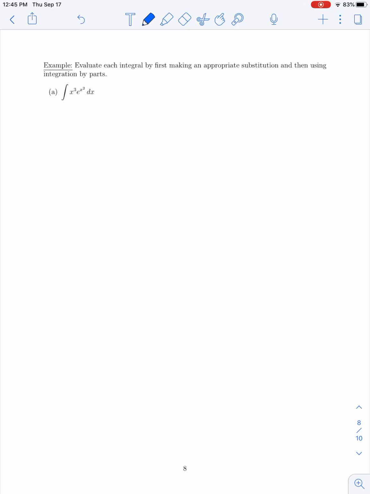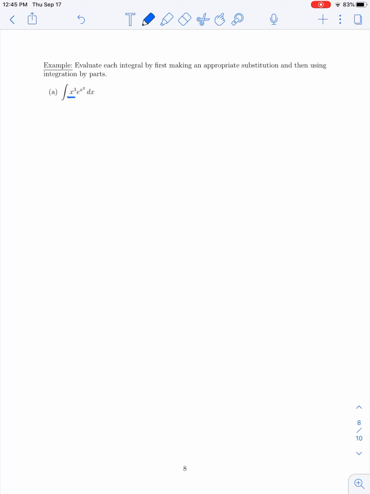So here in our next problem, we're told to evaluate each integral by first making an appropriate substitution and then using integration by parts. There are certain problems where we have to use multiple techniques of integration, such as substitution and integration by parts, and we'll see some examples of those here. In part A, I have the integral of x cubed times e to the x squared dx.